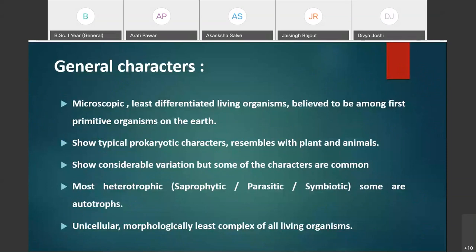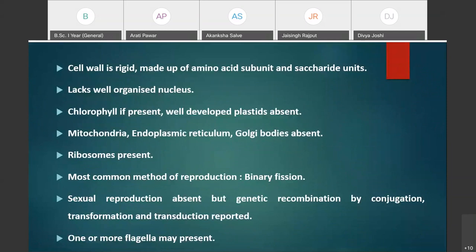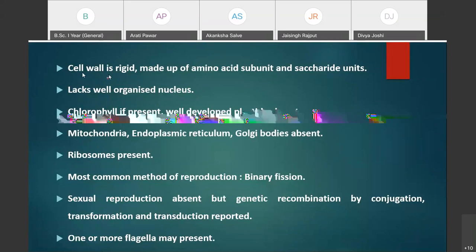the difference between mycoplasma and bacteria is that mycoplasma are also prokaryotic and least differentiated, but they do not have a cell wall. But here you can see in the bacteria there is a cell wall. It is rigid, and it is made up of amino acid subunits and saccharide subunits. The cell wall is also present in the plants.